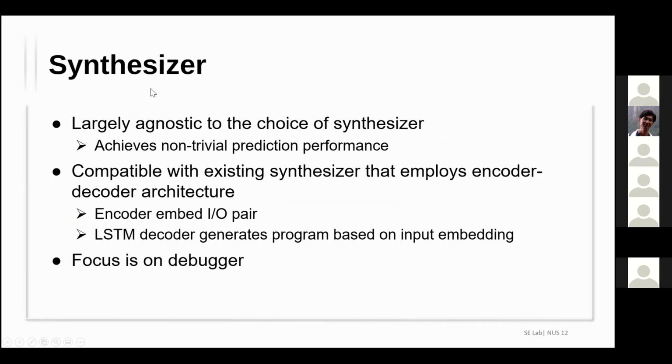Okay. Moving on. As I mentioned just now, there are two portions to this whole architecture: the synthesizer itself, which generates the candidates, and the debugger itself. This paper is largely focused on the debugger. In fact, the discussion of the synthesizer is only about six lines or so. They just say that we can use any current synthesizer that employs an encoder-decoder architecture. The synthesizer is based on a neural network model. They use LSTM to generate code.